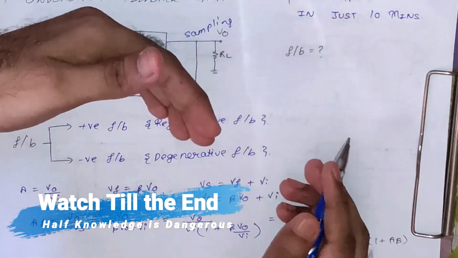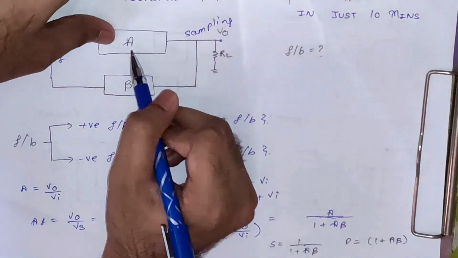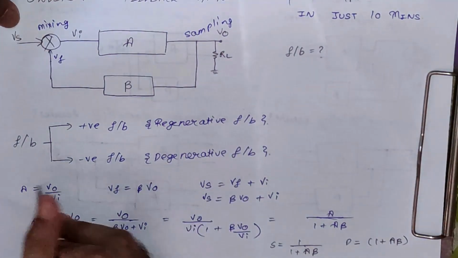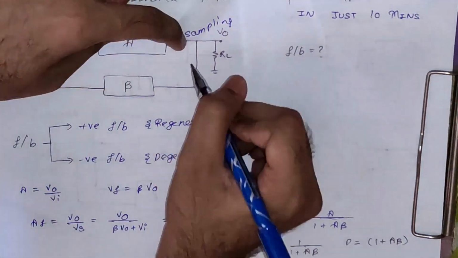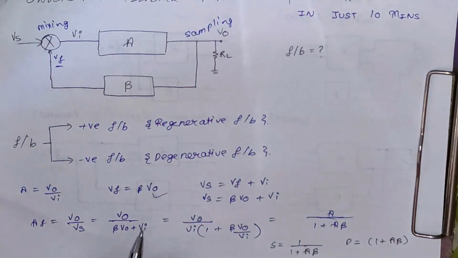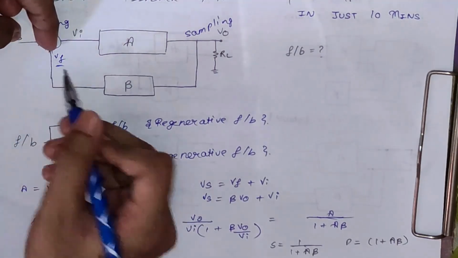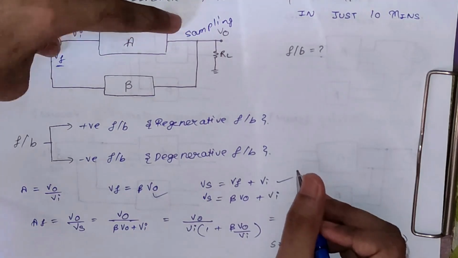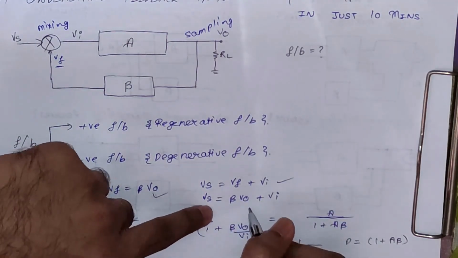Now let us derive the closed loop gain from this connection. This is the open loop gain which is equal to Vo by Vi. This is your open loop gain equation, and this Vf can be written as beta into Vo. This is what I have written here. And this Vs is basically Vi plus Vf. Now since we know Vf is equal to beta Vo, we can replace it in this equation. So Vs will be Vs equals beta Vo plus Vi.